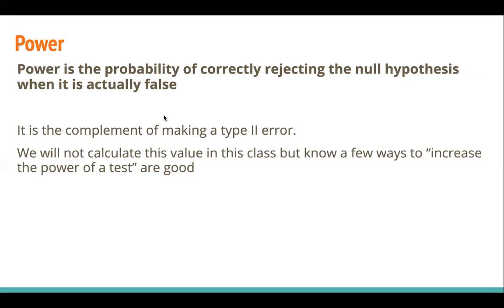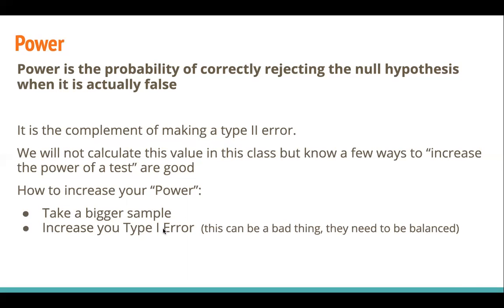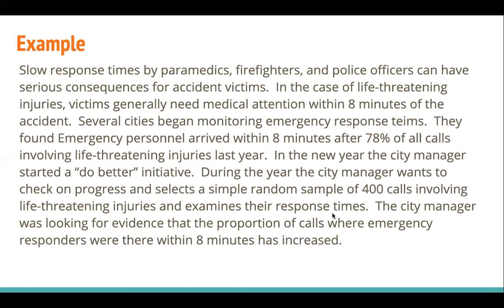We won't calculate this value in class, but a few ways to increase the power of a test are a good thing to know. So how to increase your power? You can take a bigger sample, which reduces the standard deviation of my sampling distribution, so I get a better, more accurate test. The other way is to increase my type 1 error. But I have to be careful here because while it will help me reject my null hypothesis more often, I'll also be committing this error more, which can be a bad thing. So I need to make sure it's a balanced situation.